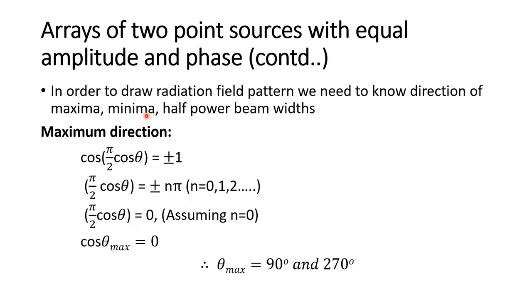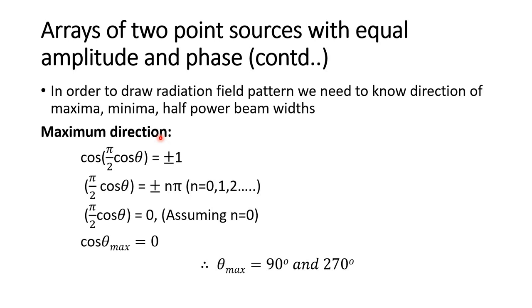Now we have to draw the radiation pattern. To draw the radiation pattern we need to know the direction of maxima, minima, and half power beamwidths. So first we'll see each one. First we will see how to find the direction of maximum. With the array of point sources, we are going to find the direction of the major lobe in a radiation pattern. So we have to find that.